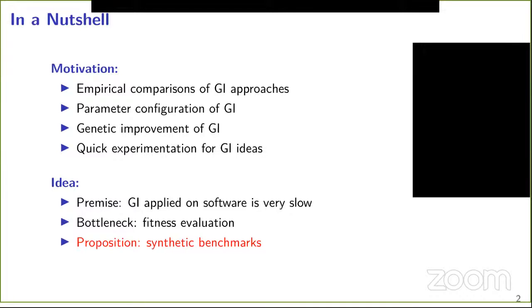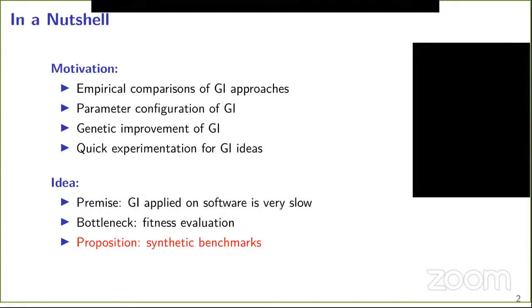I am evolving. If I want to dream big, I want to be able to do genetic improvement of GI, so to have a GI process on top of a GI process on top of the software I am evolving. And in general, I really want to be able to do quick experimentation for GI ideas. I want to be able to have an idea, implement it, and have a quick feel on if it's worth it or if it will work or not, and not wait months of comparison between the original or the state of the art and my epsilon idea.